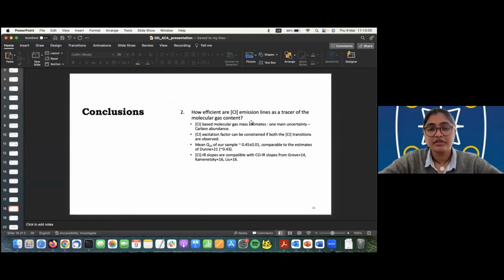So I think what I understand from this, and I may not be completely correct, is that C1 and CO sort of trace similar regions and have similar properties, and they seem to have a very similar relation with the IR. So there was always this question of which gas tracer is dominated by what sort of emission, and maybe this could mean that.